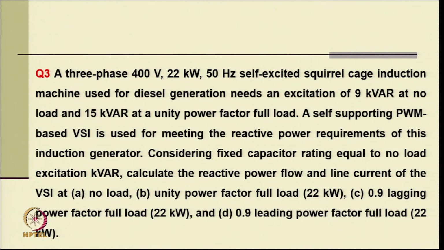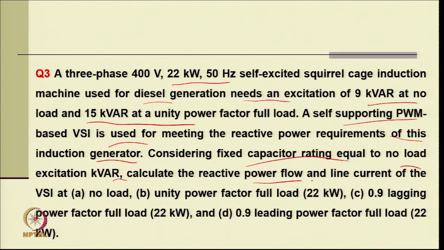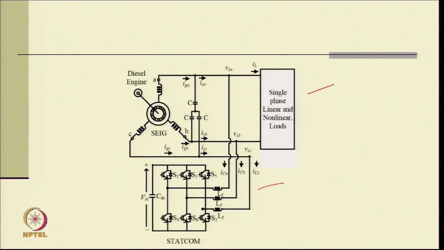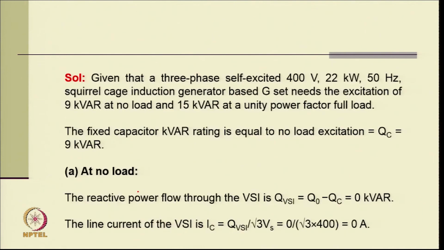Now, coming to the third numerical problem: a 3 phase, 400 volt, 22 kilowatt, 50 hertz self excited induction generator is used as a DG generator for diesel generation, and needs excitation of 9 kVAR at no load and 15 kVAR at unity power factor full load. A self supporting VSI is used for meeting the reactive power requirement of this induction generator. Considering the fixed capacitor rating equal to the no load kVAR, calculate the reactive power flow and the line current of the VSI at no load, at unity power factor full load of 22 kilowatt, at 0.8 lagging power factor 20 kilowatt, and at 0.9 leading reactive power load. So this is the typical system, where the load power factor and load power vary with the VSI operating as a STATCOM.